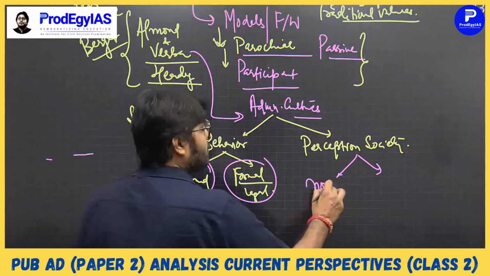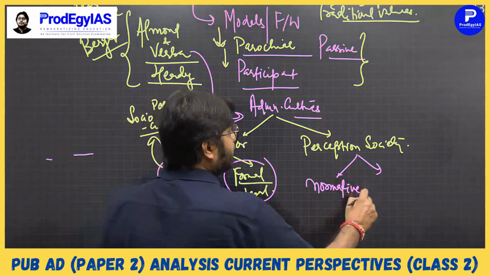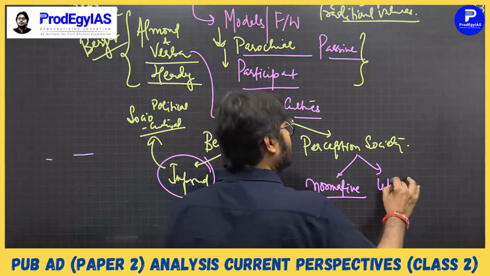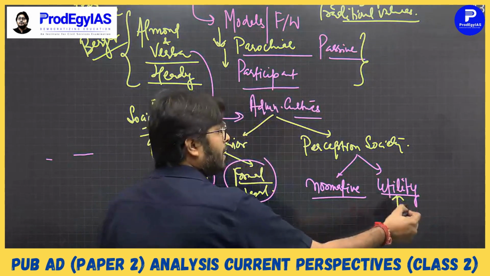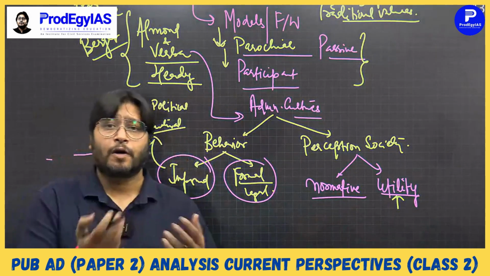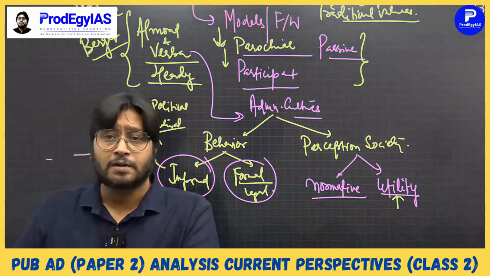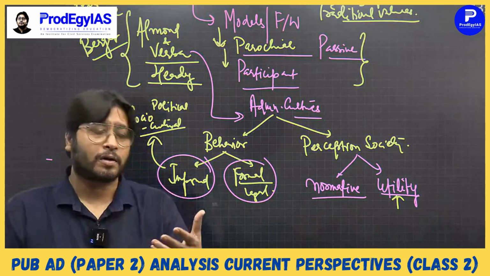One is normative perception, and one is utilitarian or utility perception. That means people feel that administration is performing the tasks and they are able to get things done by the administration. So they feel good about it, obviously.